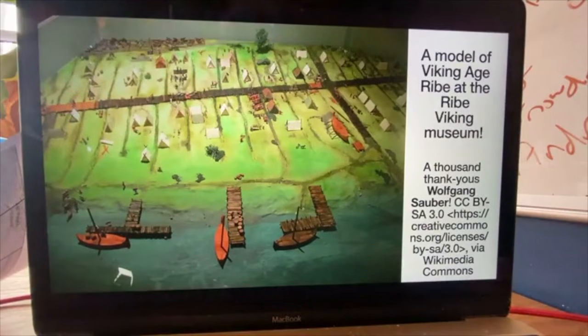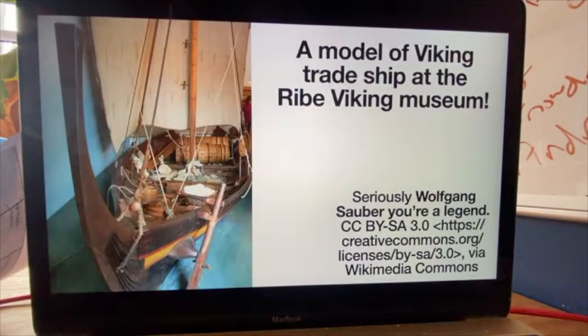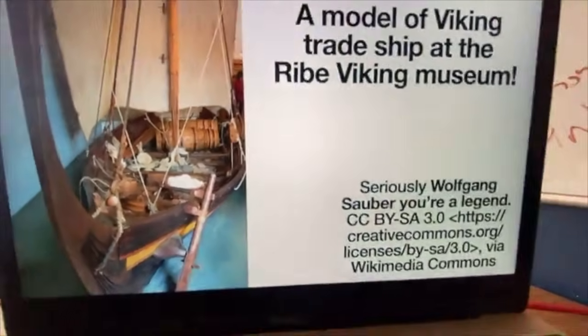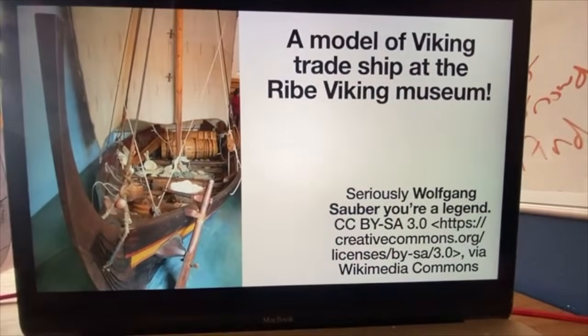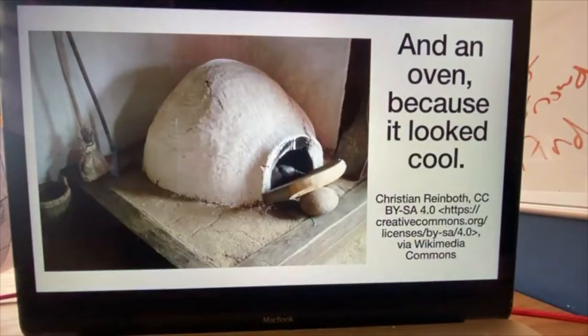So people would come to swap and trade and exchange things here, and it just grew and grew and grew. There's a ship. We'll talk more about ships. We'll talk all about the different kinds of ships next week. And here is a picture of a Viking oven, because I just thought it was cool. Nice little insight into the sort of things they used to have.